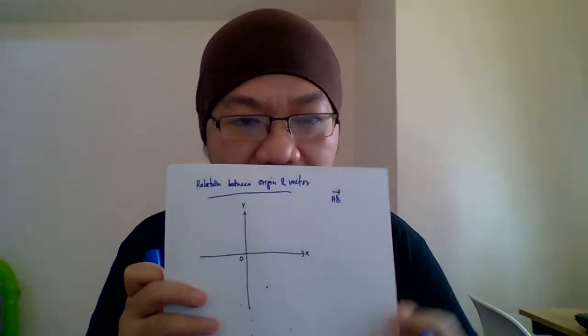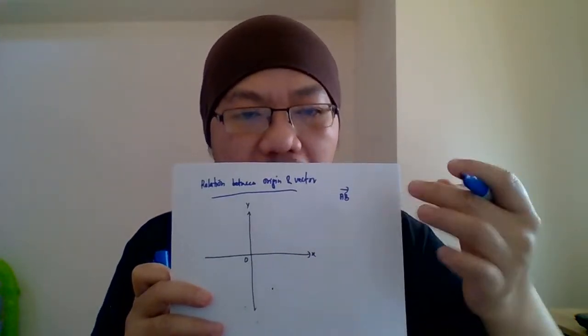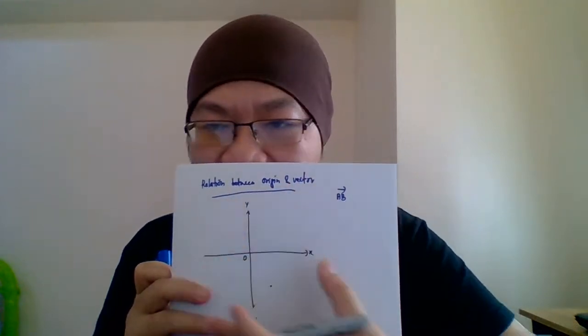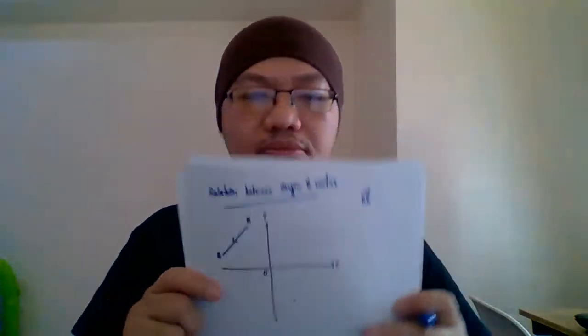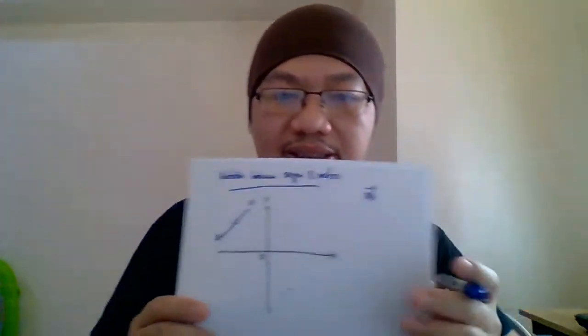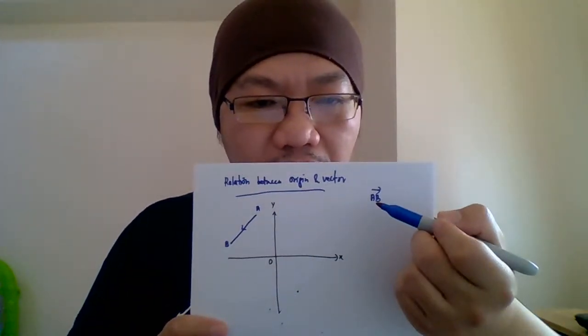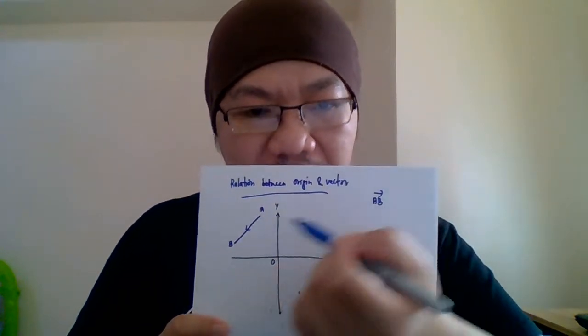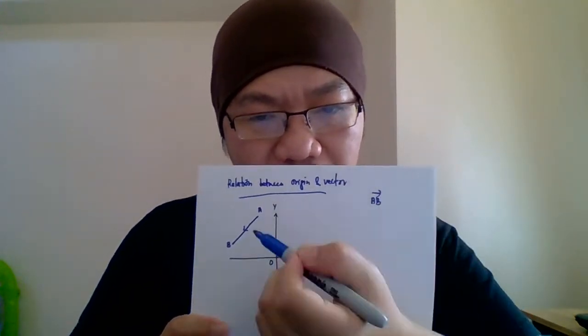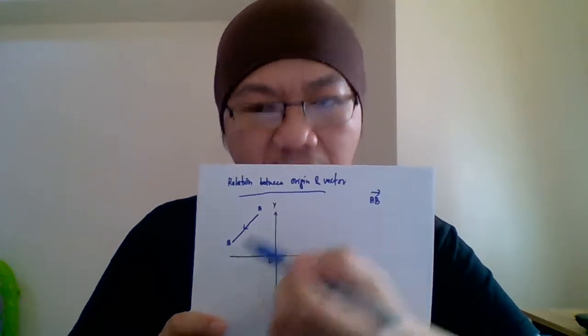Okay, vector AB. I have a vector AB. Now, I draw the vector AB on my Cartesian plane. Let's say I draw on this side. This is A, this is B. So this is the second quadrant. So my vector AB is here, and don't forget the direction: from A going to B.